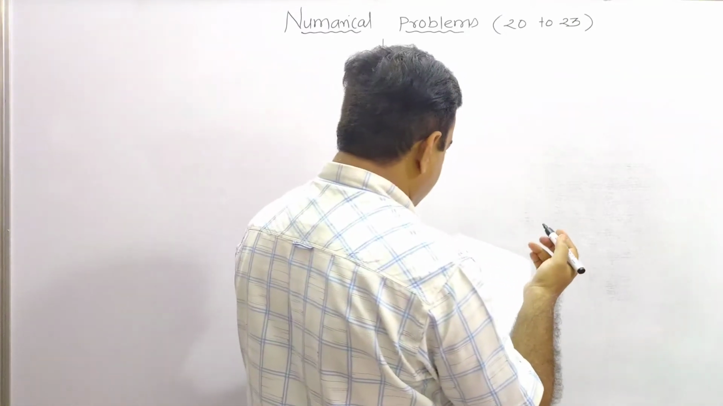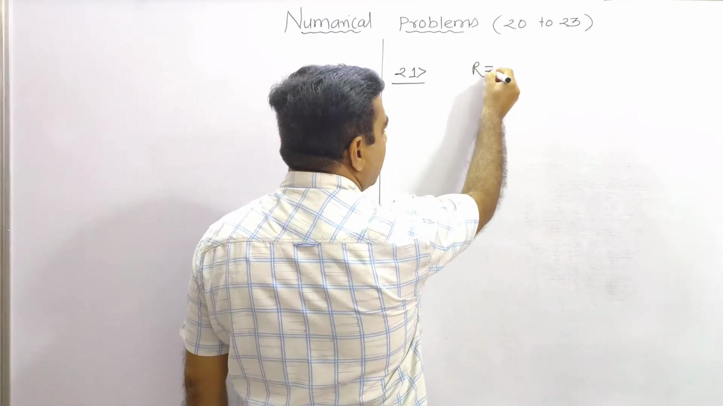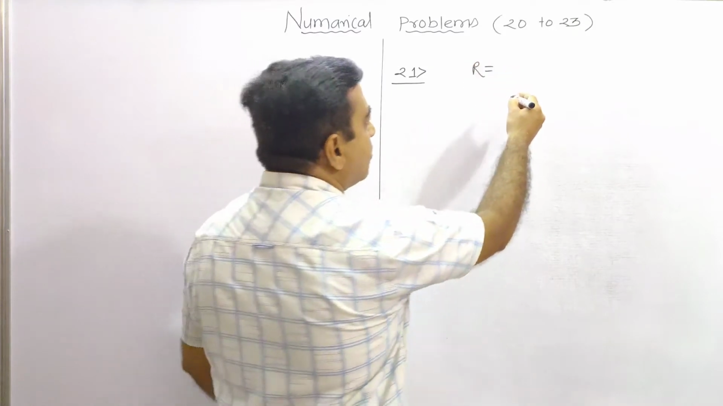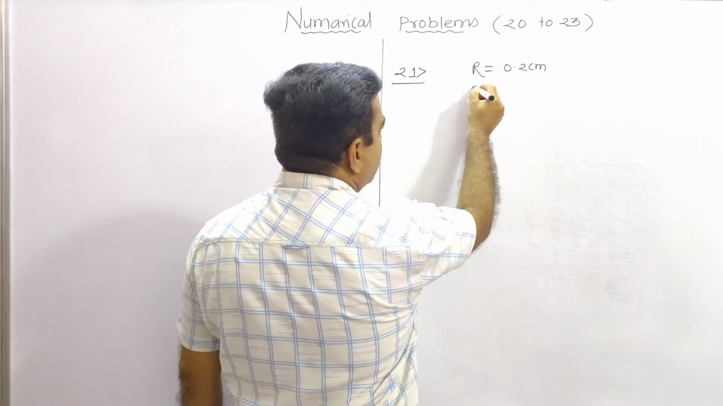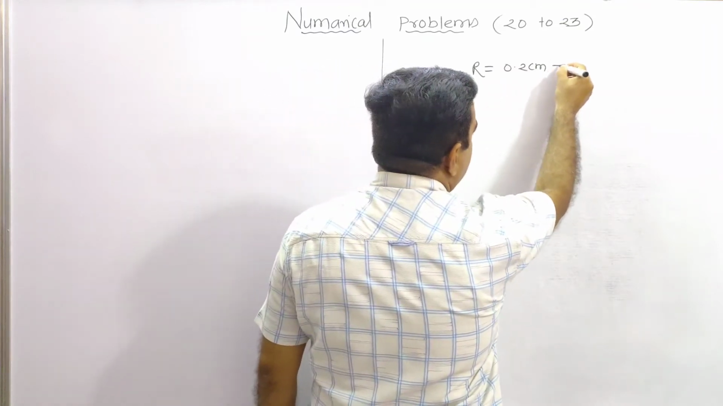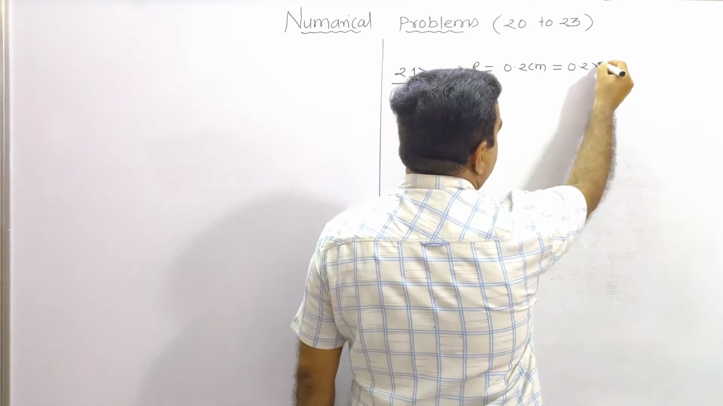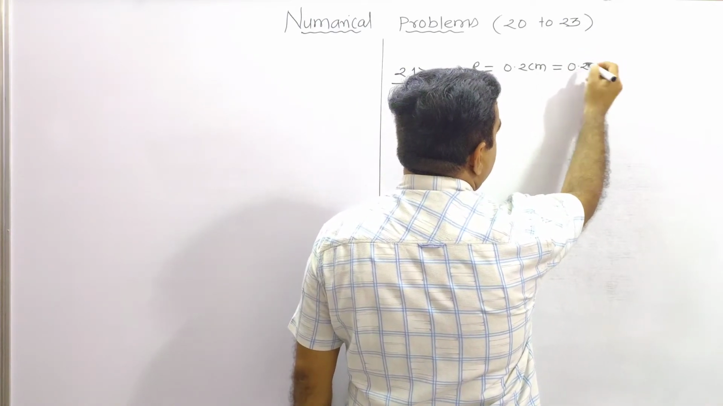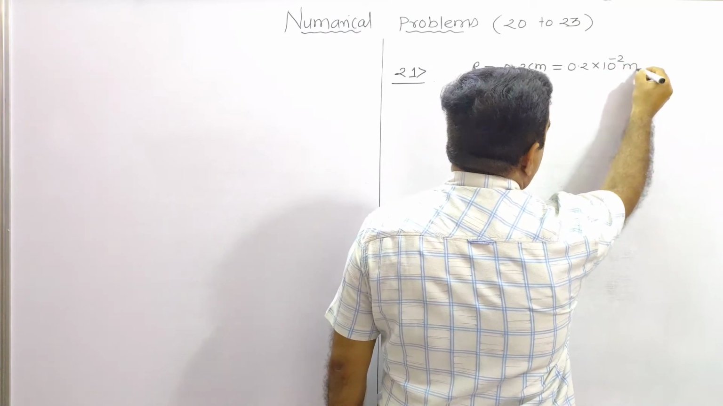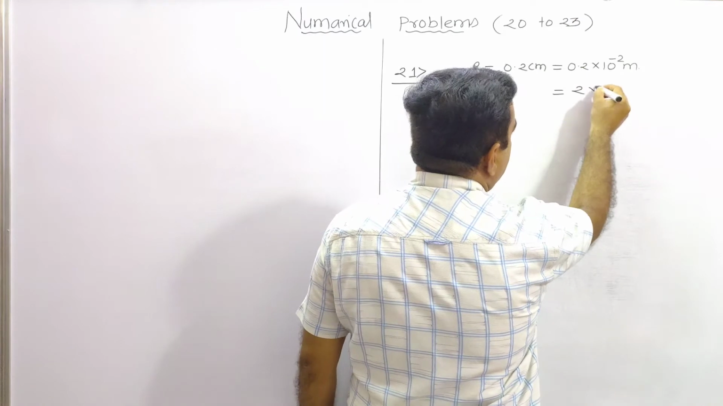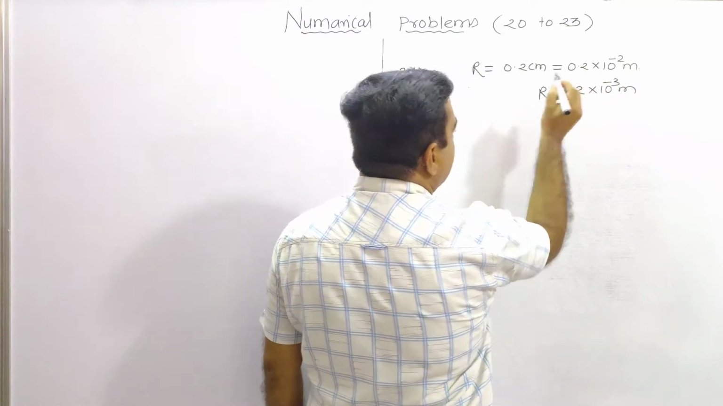We need to convert that into SI units. How is it so? Now we have the radius. Radius of what? Big drop. So I am going to consider the big drop. For that one, R is equal to how much? 0.2 centimeter. And surface tension is given, so we need to convert this into meter. Means 0.2 into 10 raised to power minus 2 meter. That means 2 into 10 raised to power minus 3 meter. This is your capital R.